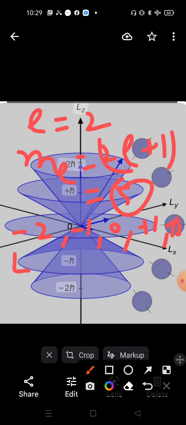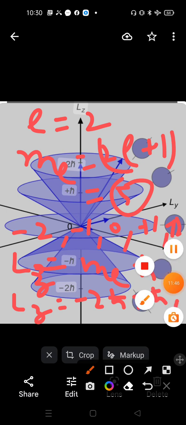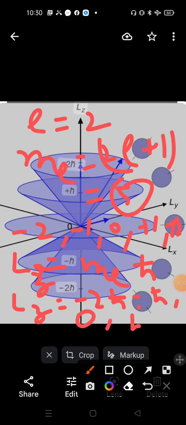So for all these 5 values, Lz becomes equal to ml h cross. So Lz also has 5 different values: -2 h cross, similarly -1 h cross, 0, plus h cross and plus 2 h cross. So in this diagram there are 5 Lz values corresponding to 5 ml values. So basically ml gives the quantization of angular momentum.